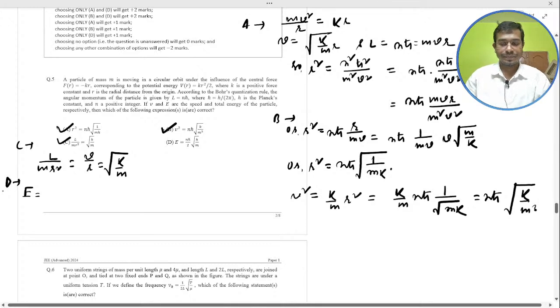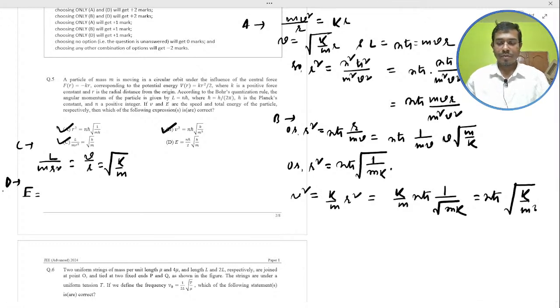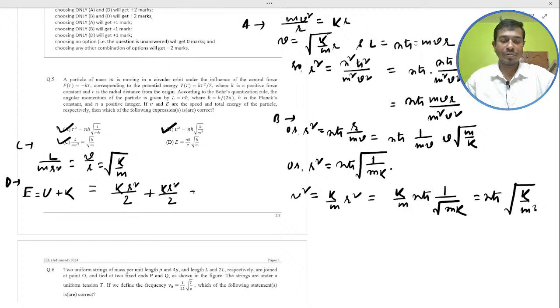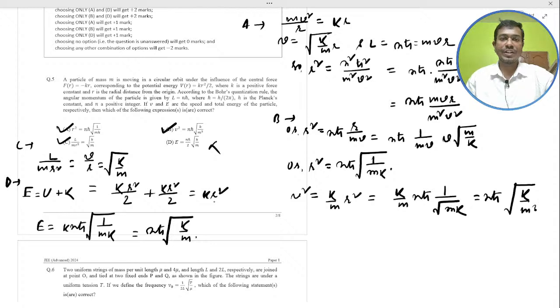For the total energy, this is the potential energy plus the kinetic energy, that is kr²/2 plus kr²/2. This is equal to kr². Now E is equal to k nħ√(1/(mk)). This is nothing but nħ√(k/m). Option D is incorrect. So here A, B and C are correct. Next, go ahead.